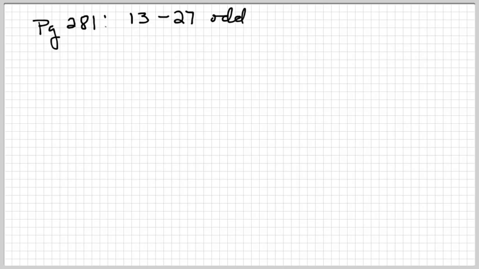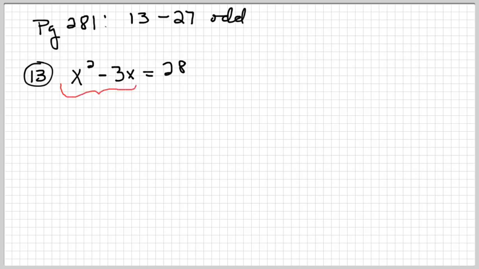This is solving quadratics by completing the square. So we'll run through a few of these things. Here's problem number 13 to get you started. We've got x squared minus 3x equals 28. It's called the method of completing the square because we want to take this partial trinomial, missing the constant term, and add the proper thing to make it a perfect square.